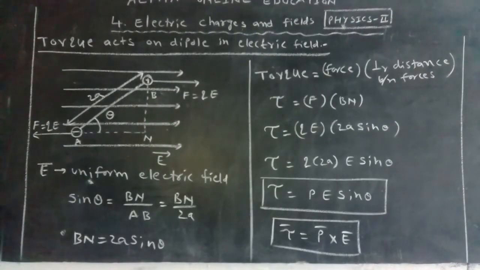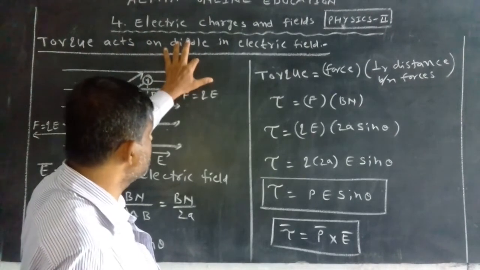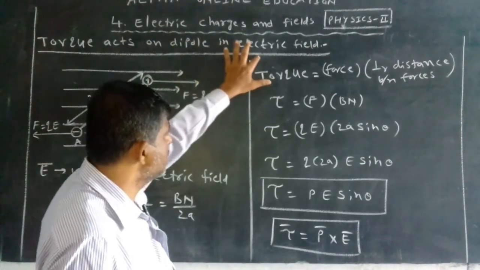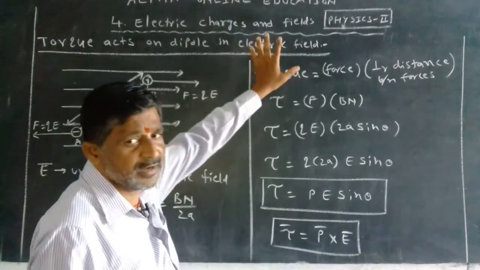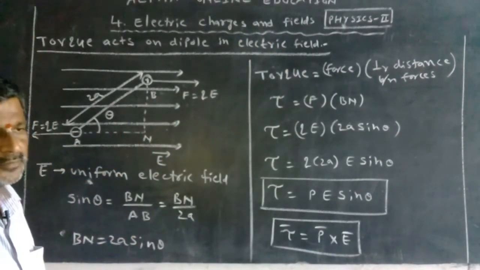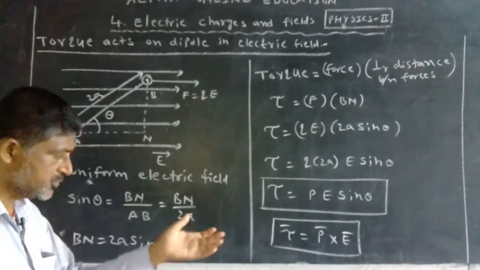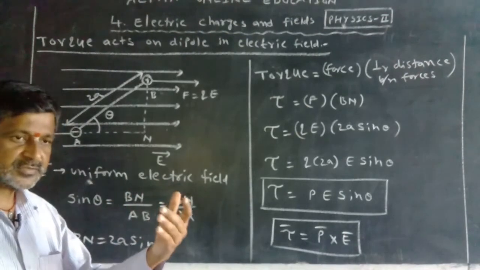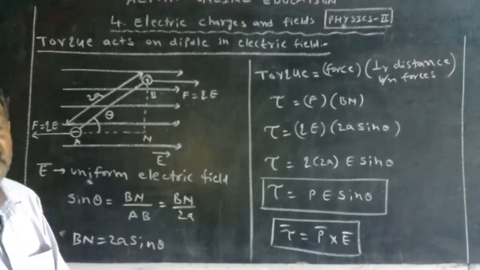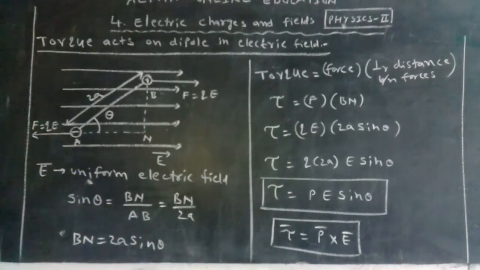Next topic based on the electric dipole is torque. Torque acts on an electric dipole in the uniform electric field. This is also important from the examination point of view, and we can use this topic in the previous classes and continue it in the next topics also. Now let us see.